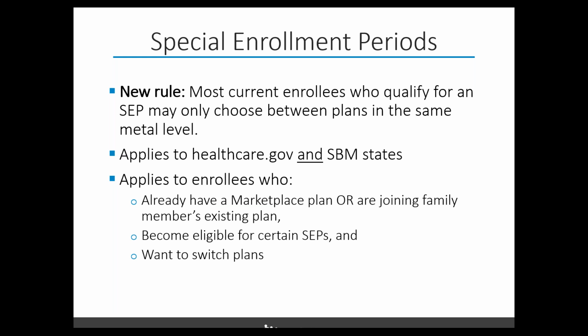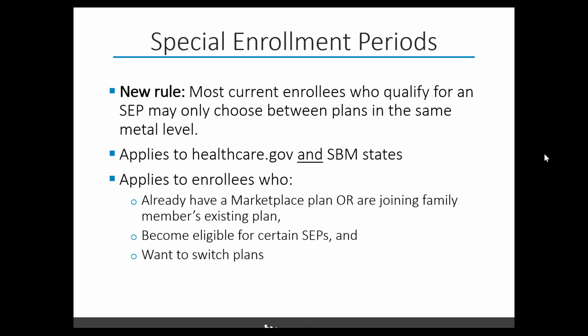Before this rule, consumers who switched plans through an SEP could choose from any plan that they wanted. But now their options are limited and they will have a restricted range of plans to choose from. Typically, they will only be able to switch within the same metal level as their current plan. So here are the 3 criteria for determining whether this new rule applies to someone.